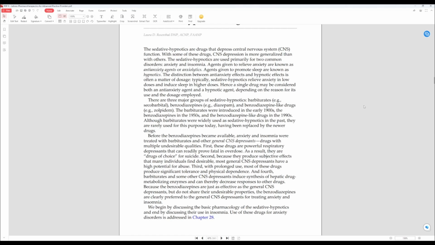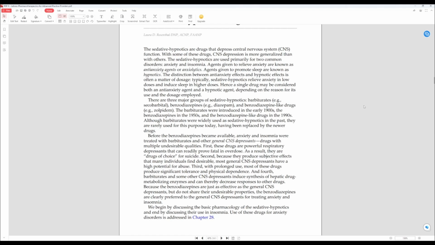There are three major groups of sedative hypnotics: barbiturates, benzodiazepines, and benzodiazepine-like drugs. The barbiturates were first introduced in the 1900s, the benzodiazepines in the 1950s, and the benzodiazepine-like drugs in the 1990s. Although barbiturates were widely used as sedative hypnotics in the past, they are rarely used for this purpose today, having been replaced by the newer drugs.